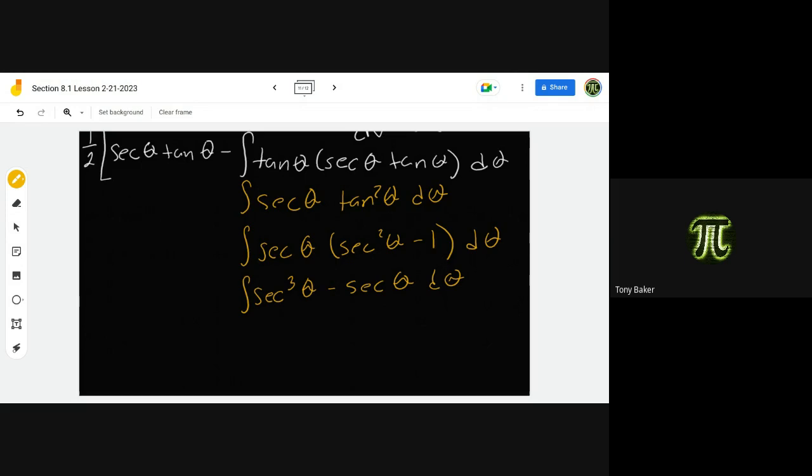All right, let's finish this one up. Which one? This one? This one? Yeah. That's right there. Yeah. I just multiplied. It's all multiplication right here. I took the secant theta and then the tangent squared theta.